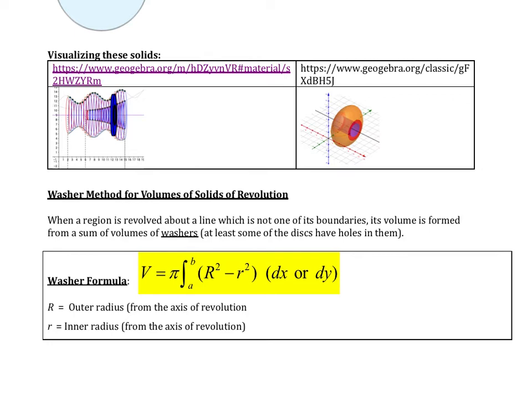The way that we do that is we use this formula: the volume equals pi times the integral from a to b of the quantity outer radius squared minus inner radius squared, dx or dy, depending on whether we are integrating with respect to x or with respect to y. Is it rotating around something related to x or something related to y? What I hope you see is it's really not that much different than what we did yesterday with the discs. So let's look at some examples.